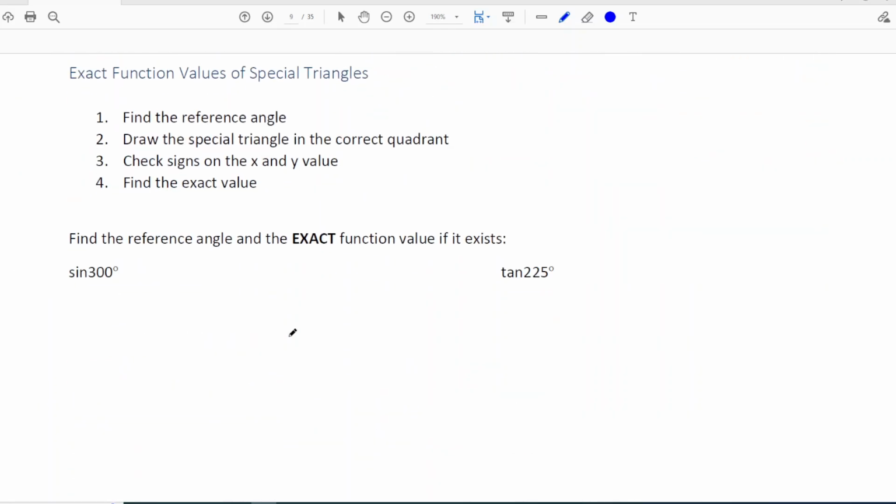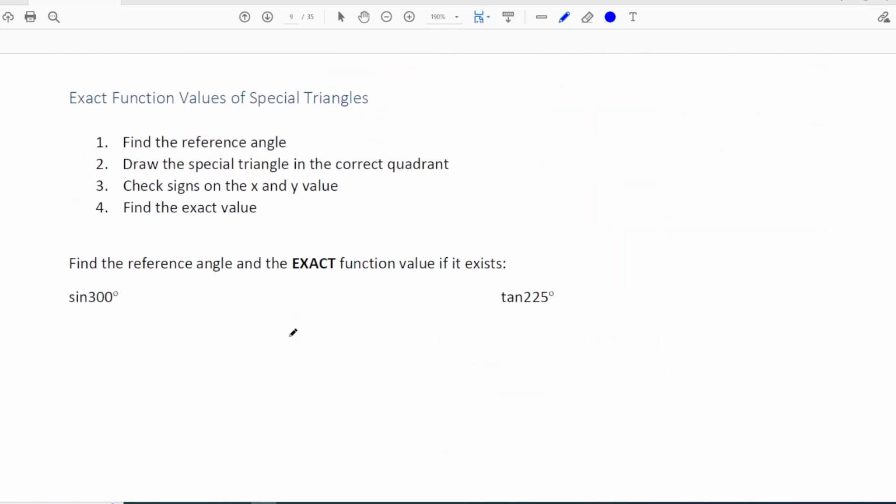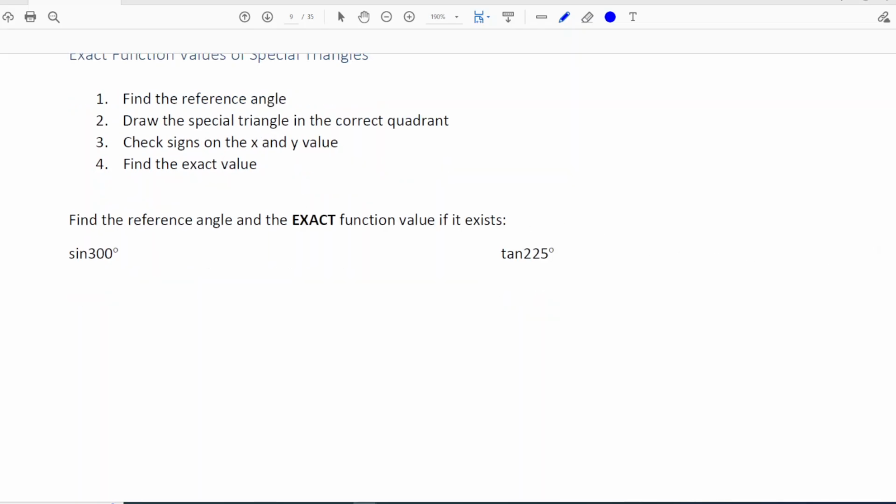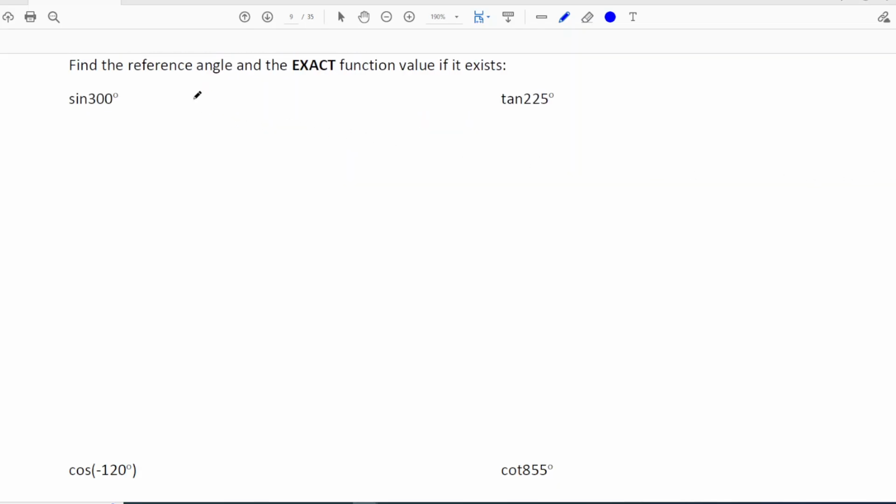Here we go. So this is the first thing that your homework assignment will be on, which is exact function values of special triangles. What I want you to do is find the reference angle, draw the special triangle in the correct quadrant, and then check the signs on x and y, and then find the exact value. So example number 1. Find the reference angle and the exact function value if it exists.